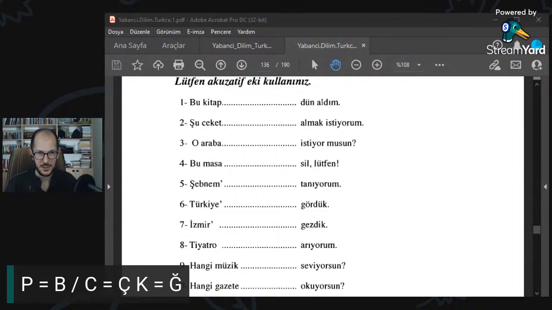Okay, number five. Şebnem is a proper noun, a female name. When we attach a case marker to proper nouns, we have to use the apostrophe. So we have to put an apostrophe in between the proper noun and the case marker. And we also sometimes need the buffer letter, but for this one, because Şebnem ends in a consonant, we only have to use the accusative case without the buffer letter. So Şebnem'i, with the dotted i. Şebnem'i tanıyorum, tanımak, to know. I know Şebnem. So let me check if everyone did this correctly.